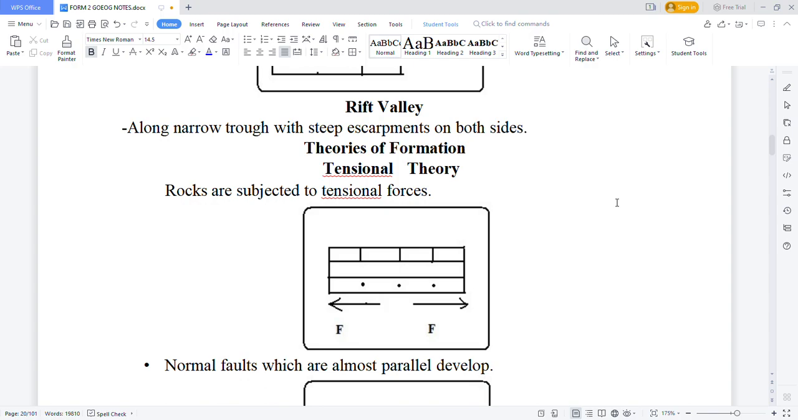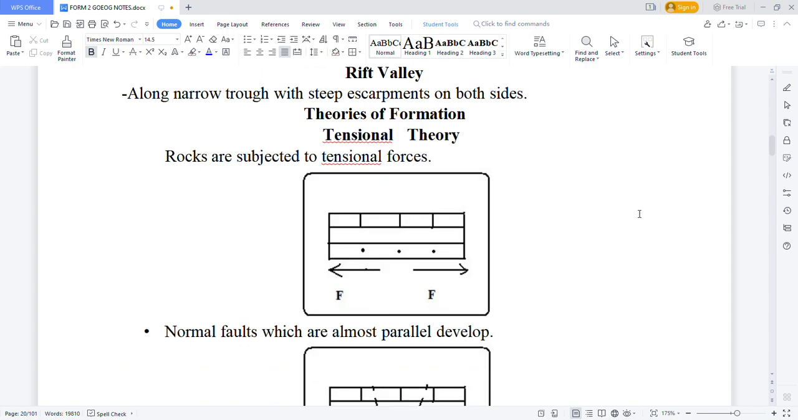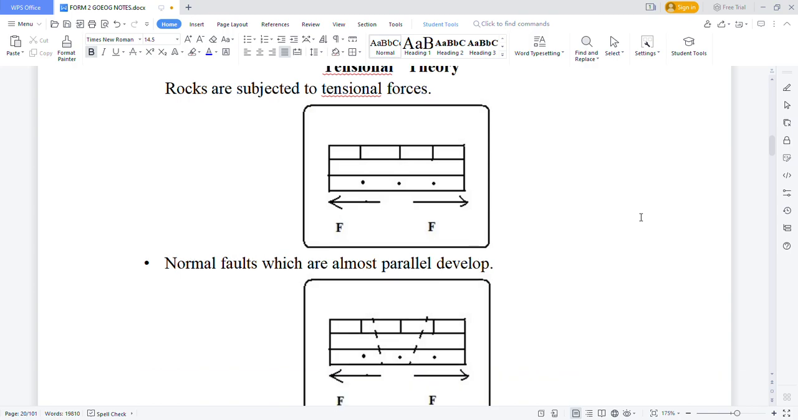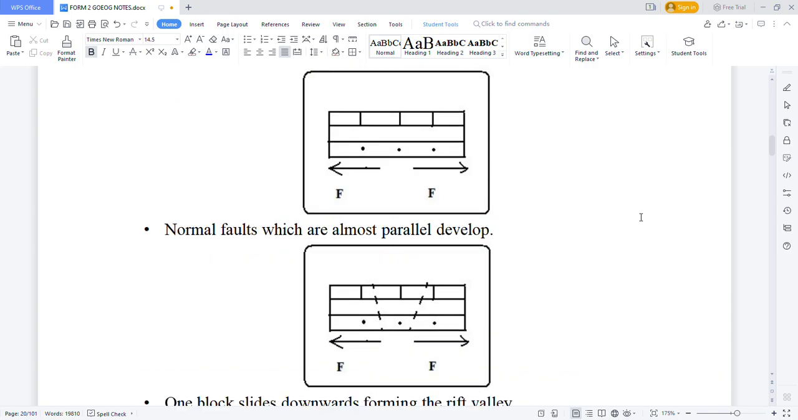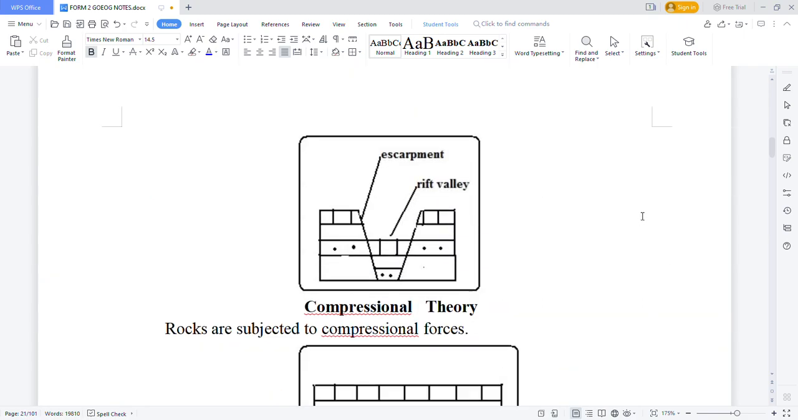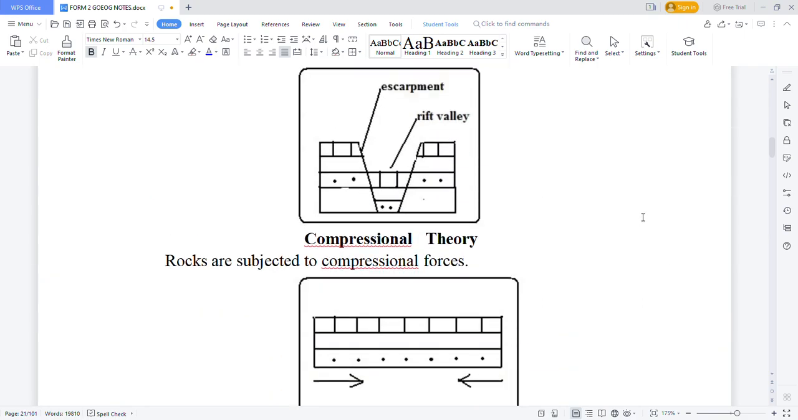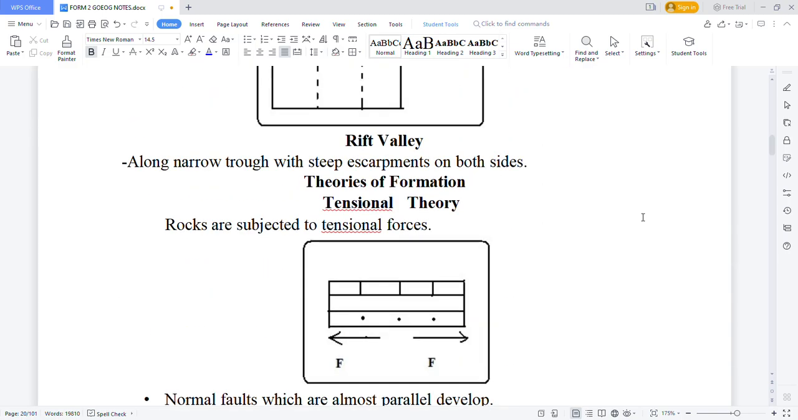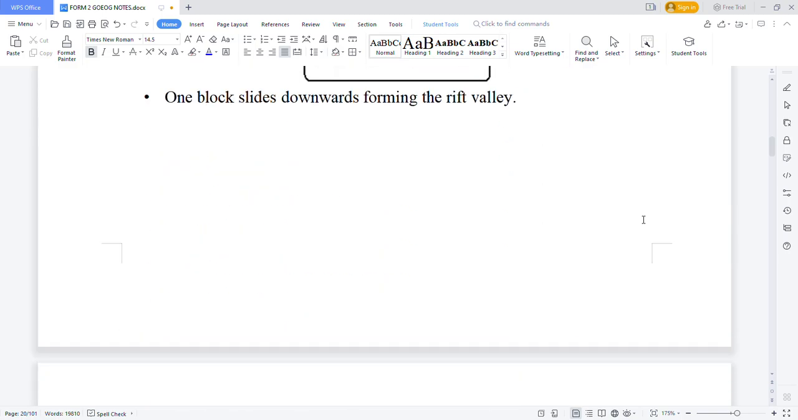Theories of formation of fault mountains. What are the theories? We have the tensional theory. Rocks are subjected to tensional forces. Normal faults, which are almost parallel, develop. One block slides downwards, forming the Rift Valley. That is all about the tensional theory on the formation of faulting.